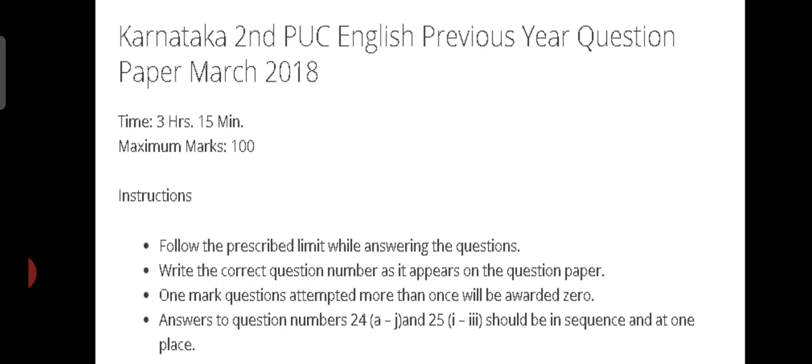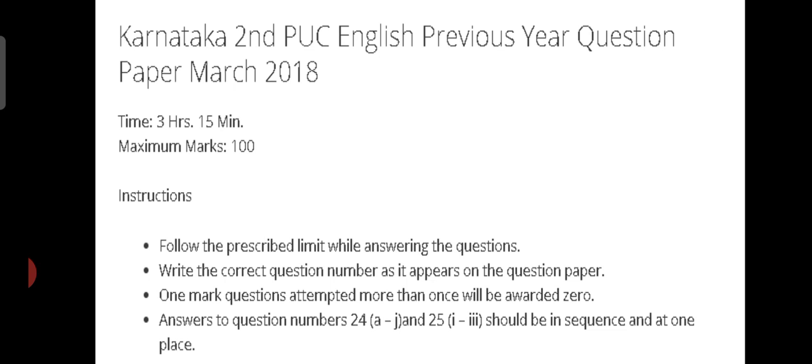Answers to question numbers 24 and 25 should be in sequence and at one place. What do you do mostly? It's not a proper or correct way of answering. You may think you can answer 1 mark questions, 3 questions at the start, then in between 3 questions, then at the end 4 questions. It's a very bad habit, because the one who corrects the paper may not have the patience of looking for your answers. That is why you see that one section's answers are at one place. You can start with 4 marks, 6 marks at the start, no problem. But make sure that at least that section's question answers are at one particular place.